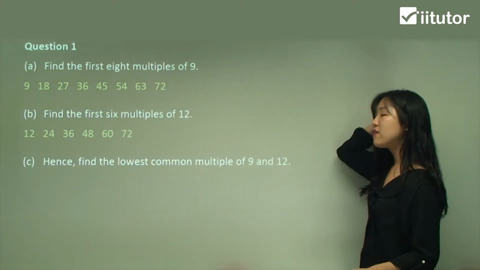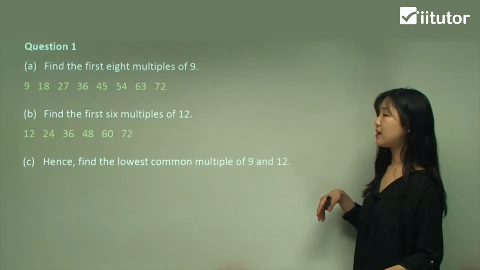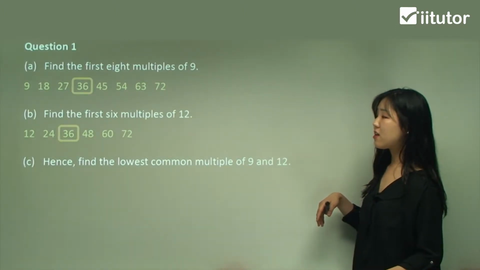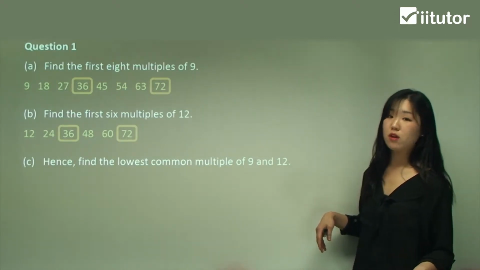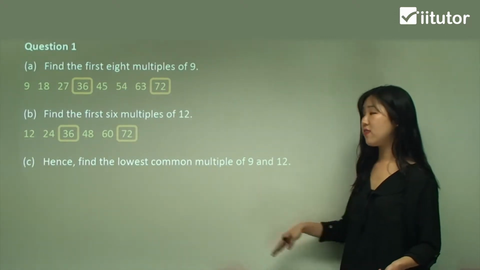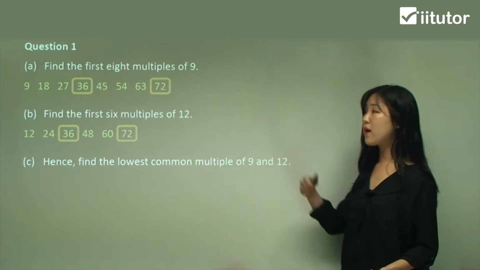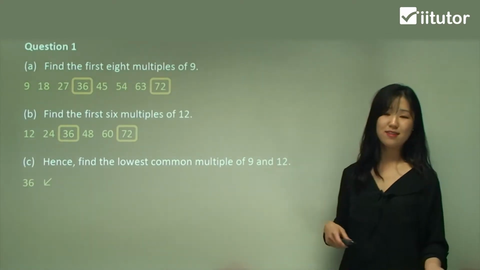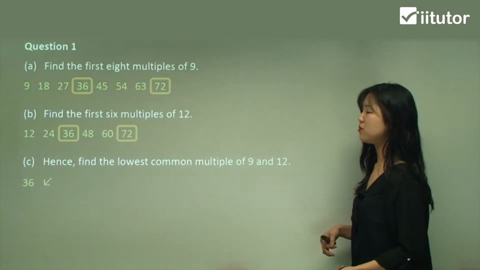Now, hence find the lowest common multiple of 9 and 12. You can see that 36 is common, isn't it? And you can see that 72 is also common. But guys, we're only interested in the lowest common. So the lowest one out of those common ones is 36. So that's the lowest common multiple, which is sometimes called the LCM.